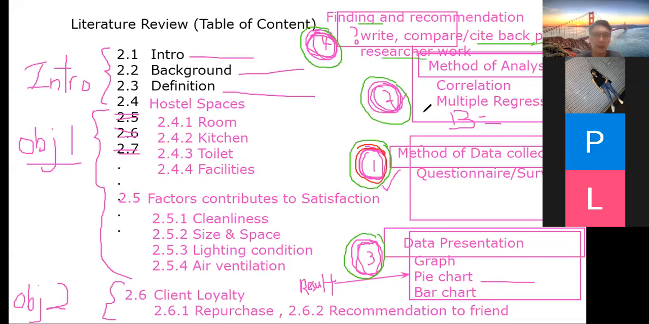And you recommend. From here you are recommending that the hostel management not only focus on facility management, but also care about female students, to make sure the cleanliness is there. So that is your recommendation. Recommendation is very easy, because after you cite past researchers' work, in the recommendation part you don't need to cite anymore. You just add your own opinion. That is recommendations. Clear? Easy?